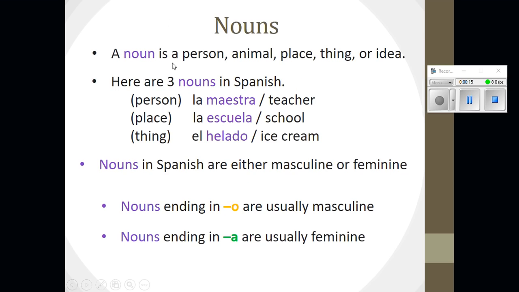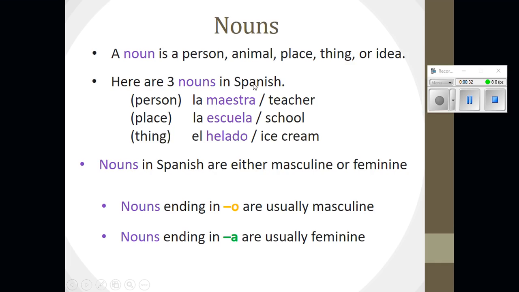Okay, the first slide we're going to talk about some examples of nouns and how to identify them in Spanish. The first bullet here says that a noun is a person, animal, place, thing, or idea, and that is the first question in part A of your note guide, so pause the video and fill that out.